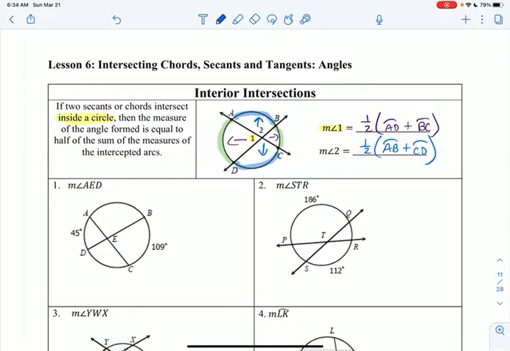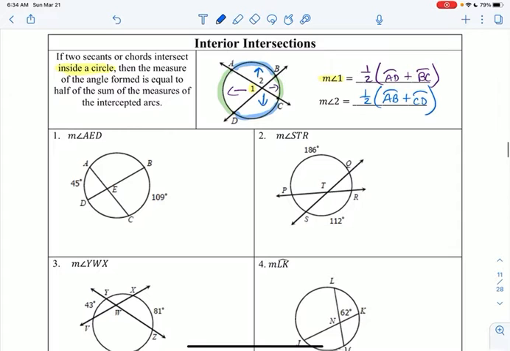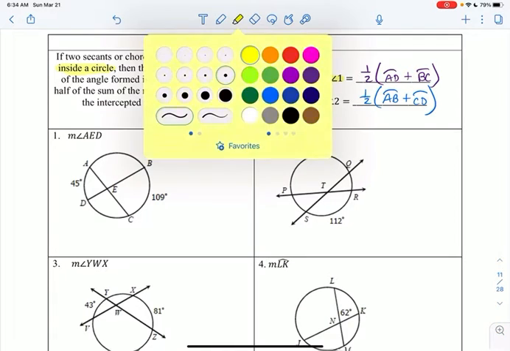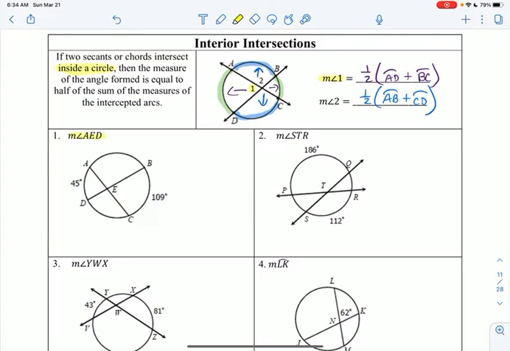All right, so let's look at it in terms of a real problem. In this first problem, I want to find angle AED. So AED, which is right here. I'm going to put a yellow dot right there. All right, so it's this arc and this arc. So I'm going to do 1/2 of 45 plus 109. You're finding the average of those two arcs.